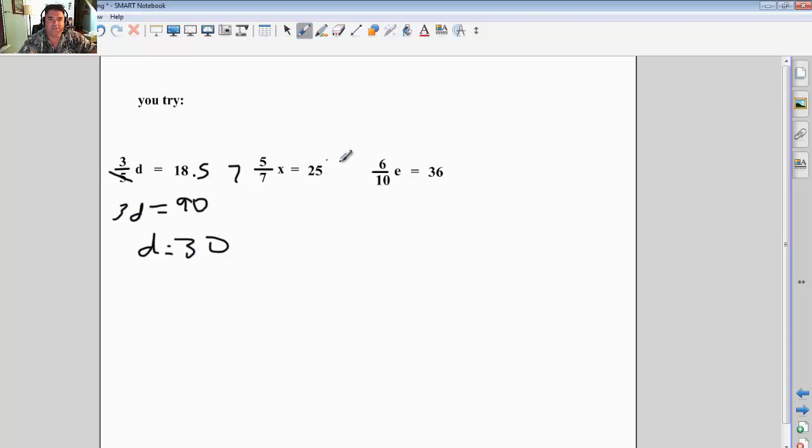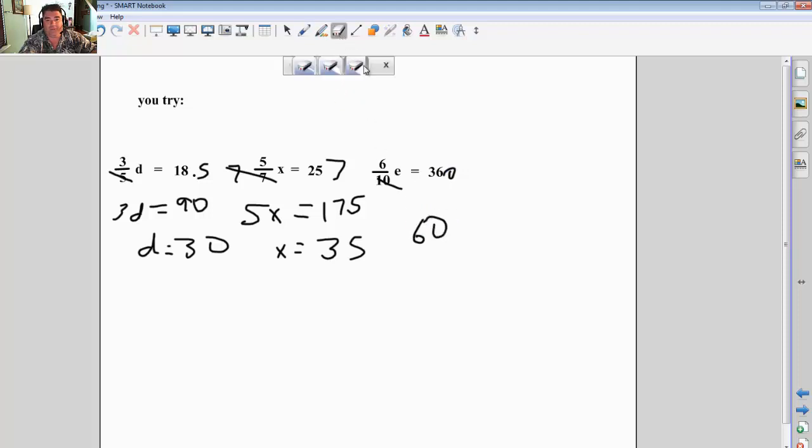First, I times 7 to both sides, get rid of this guy. 5x equals, well, let's see, 140 and 35. I'm going to say 175. And divide both sides by 5. x equals 35, I believe. Let's see, 150 and 25, yep. And finally, times 10 to both sides, 360. Divide by 6 equals 60.